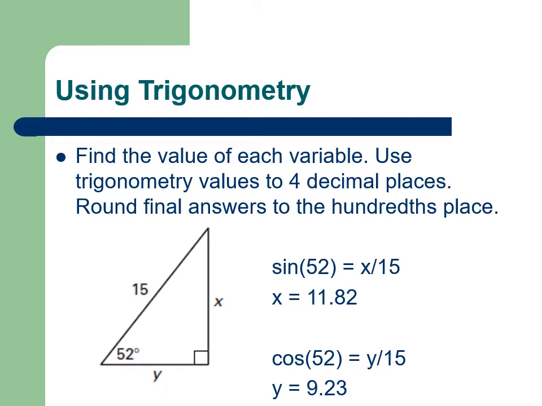For y, I've got my adjacent side y and my hypotenuse of 15. The trig function that uses adjacent and hypotenuse is cosine, so I can set it up that way. Now, I do know x, so I could also use tangent. I would just have to use that 11.82 that I just solved. But 15 is a nice, more even integer to use, so I'm going to stick with that. But you could set this up a different way.